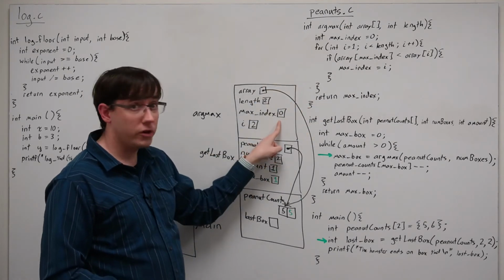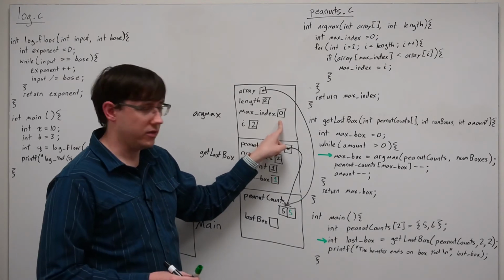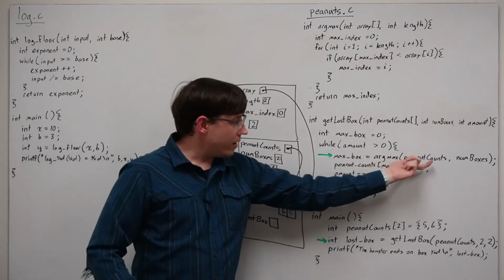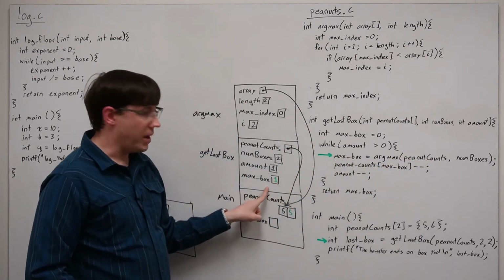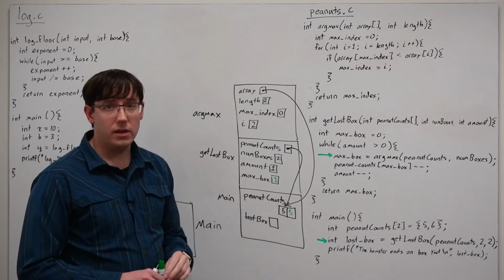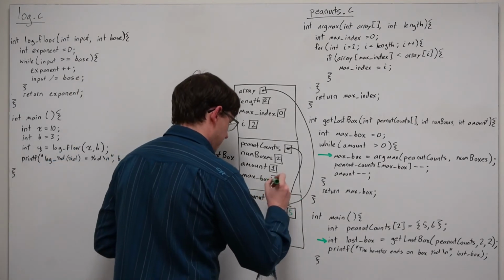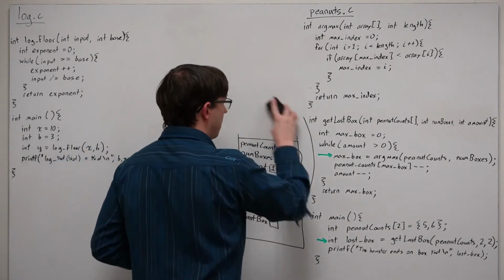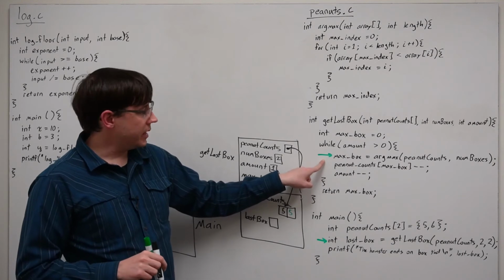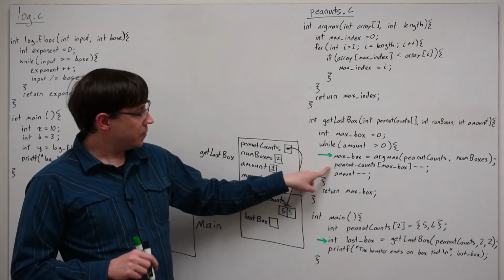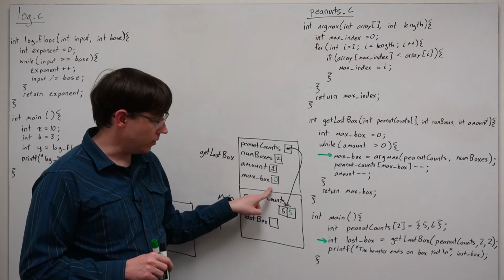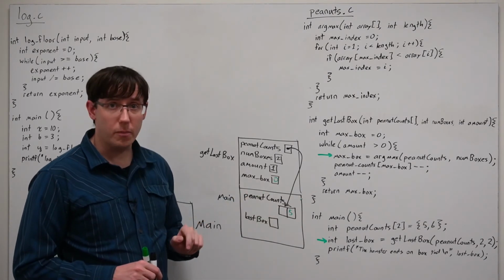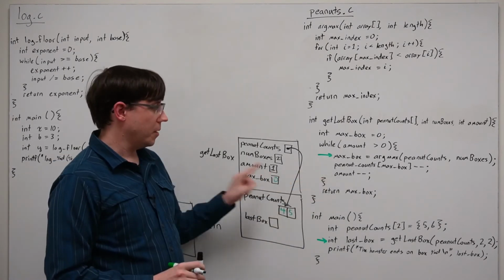This time we are returning a value of 0 for the max index, and when argmax returns, that return value will get stored in the maxBox variable, so its value is now 0. Once again, returning from the function eliminates its stack frame. And when we resume executing getLastBox, we decrement peanut counts at 0, which updates this entry in the array from main, and we decrement amount to 0.